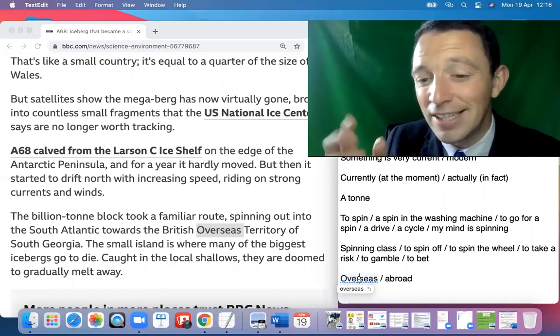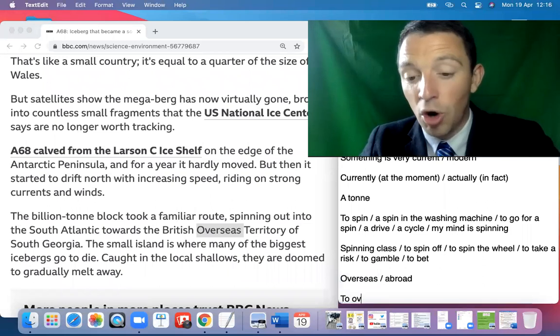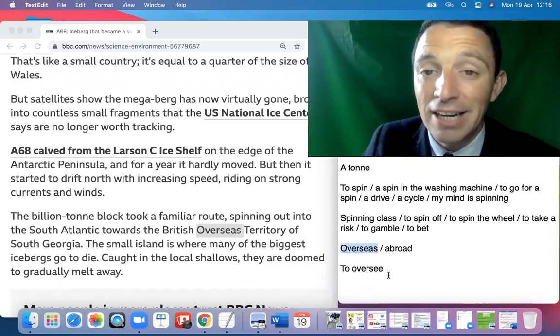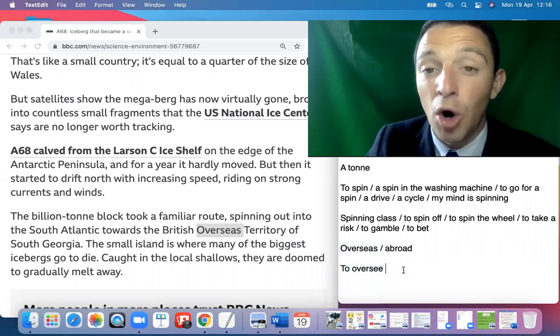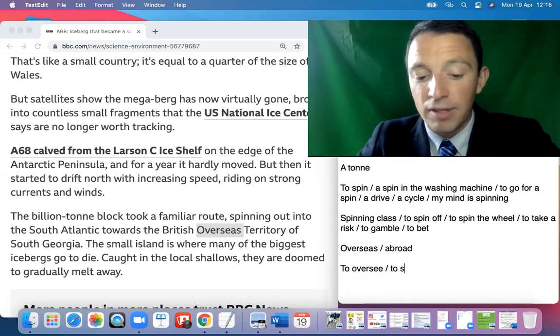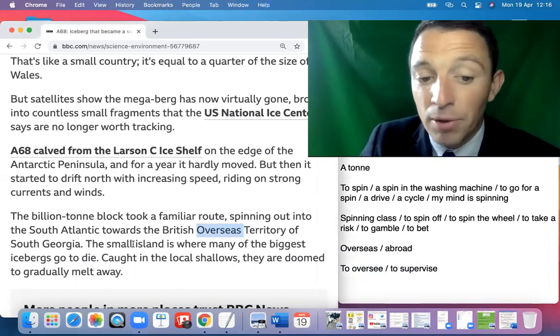So I suppose there is a little difference. So just be careful. But we have another verb, to oversee, which is the same pronunciation, but completely different significance. So if you oversee, you supervise. So the significance of to oversee is to supervise, and that's really the difference.